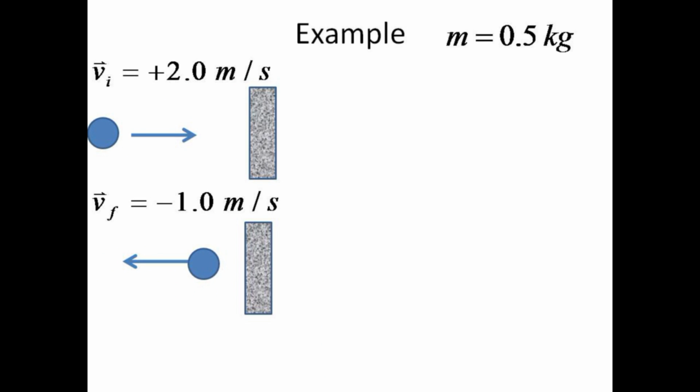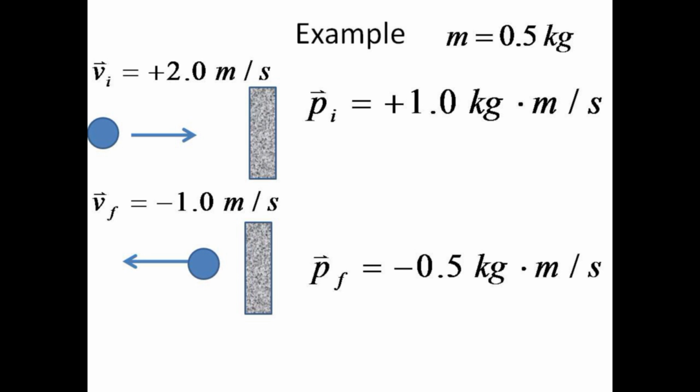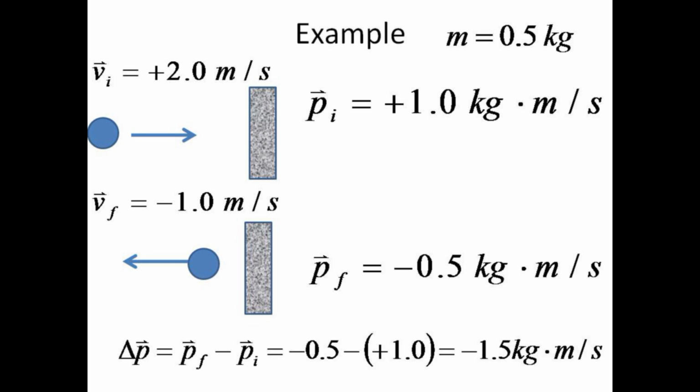Here's a quick numerical example. Suppose that a 1/2 kilogram object collides with 2 meters per second of initial velocity to the right and rebounds with only -1 meter per second to the left. The initial momentum is just +1 kilogram meter per second. The final momentum is just -0.5 kilogram meters per second. And the change in momentum is -1.5 kilogram meters per second.